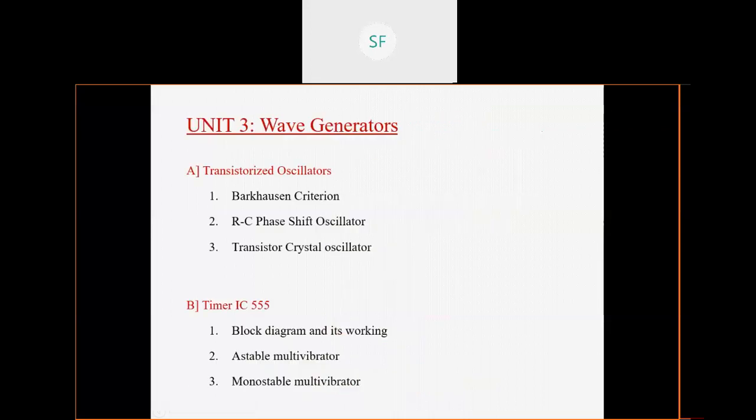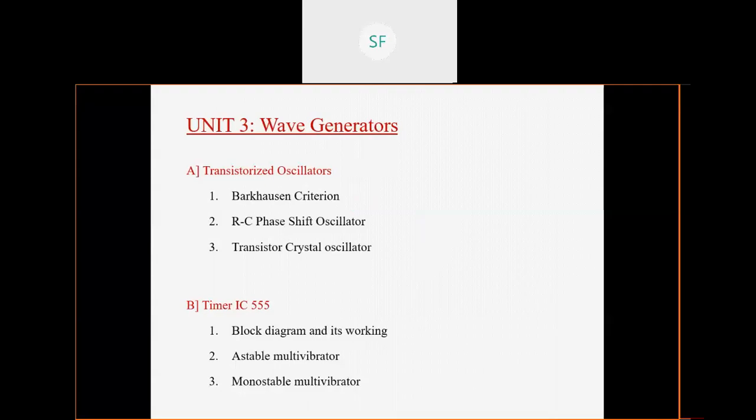So now from the last three sessions, we are discussing unit number three, that is wave generator. And under unit number three, we have seen section one completely. Section one was actually transistorized oscillators. So we have seen Barkhausen criteria, RC phase shift oscillator, and transistor crystal oscillator. The output of an oscillator will be sinusoidal oscillations. These two oscillators are sinusoidal oscillators.